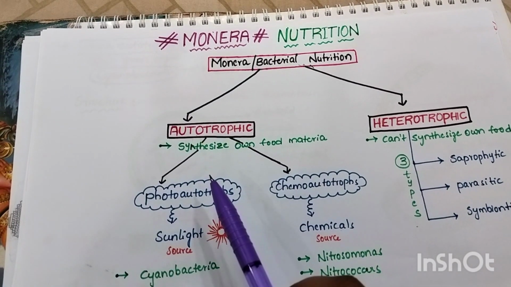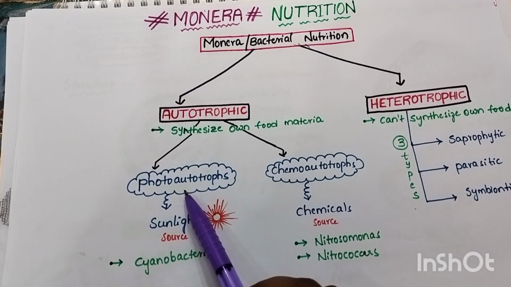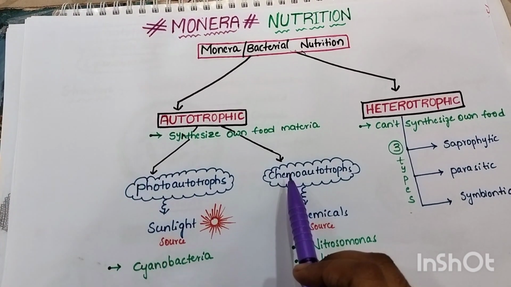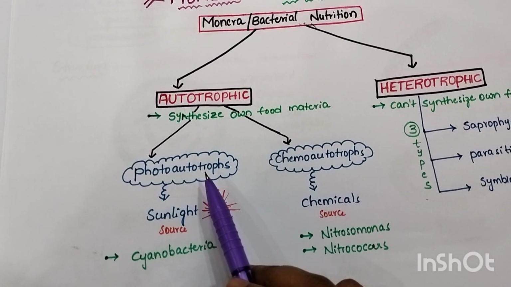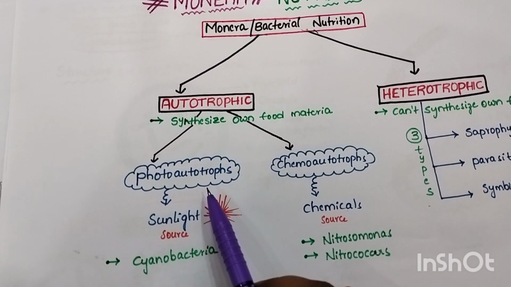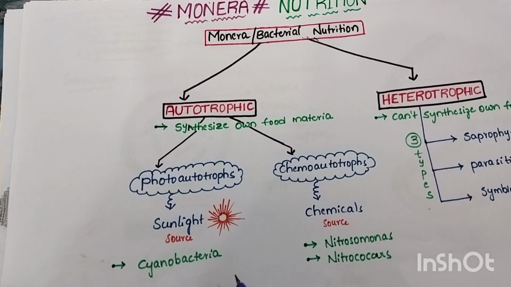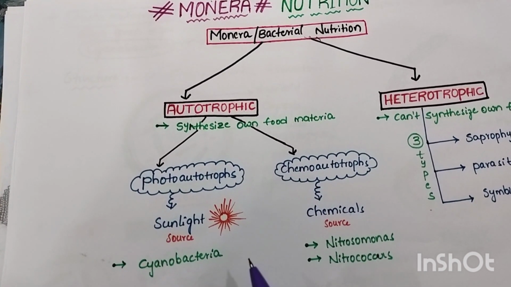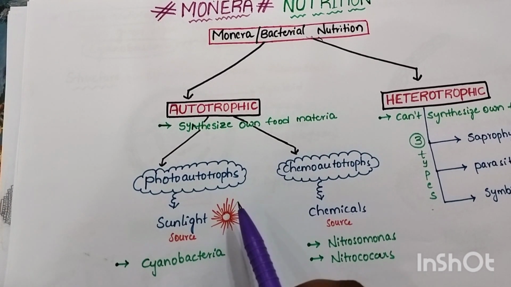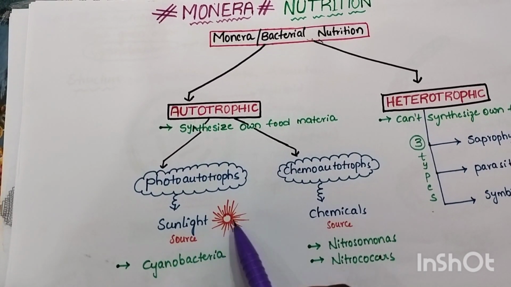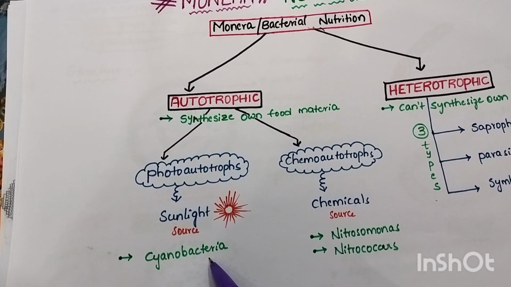This autotrophic bacteria is again divided into two types. One is photoautotrophic and the other is chemoautotrophic. So what is photoautotrophism? That means the bacteria prepare their food material by using sunlight as the source. An example of these photoautotrophs is cyanobacteria.